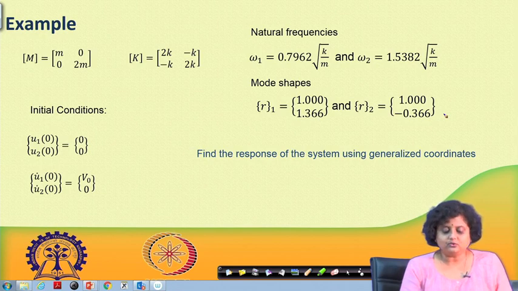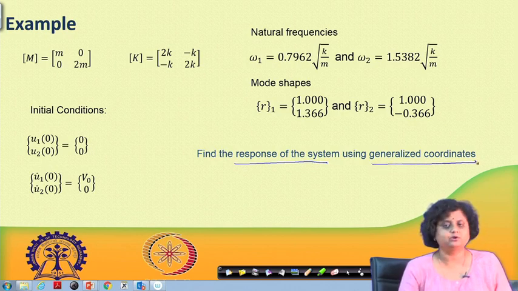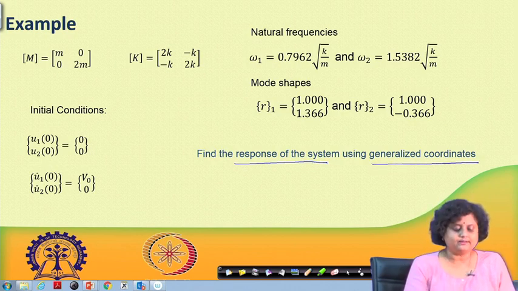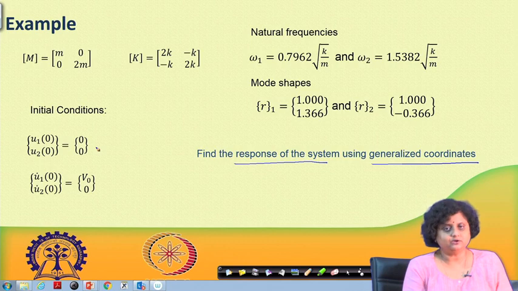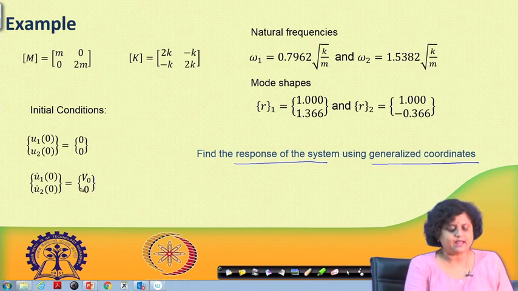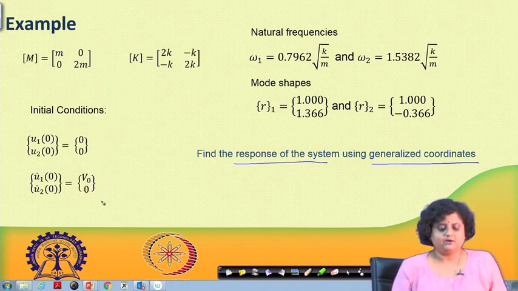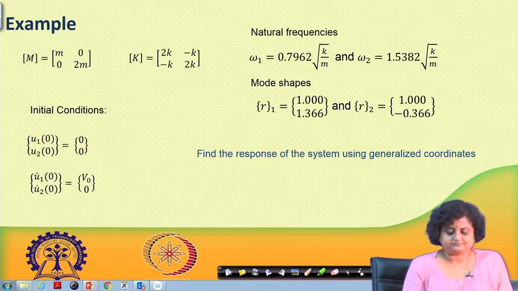So, we need to find the response of this system using generalized coordinates, that is, using modal analysis, for the initial conditions given. The initial displacements are 0 for both degrees of freedom, and the initial velocity is non-zero, V0, for the first degree of freedom and 0 for the second degree of freedom. So, let us see how we can solve this system.